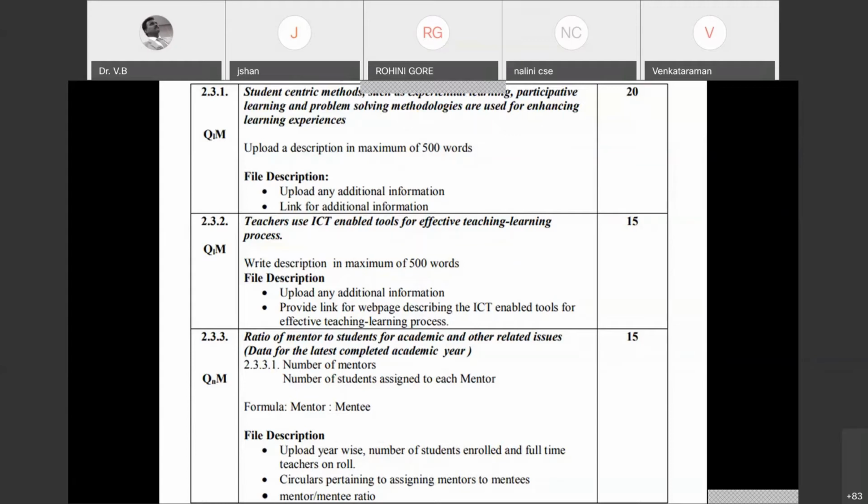Someone is asking whether I can use a sample template. Definitely, that will be given in the third session. Templates will be shared in the third session.